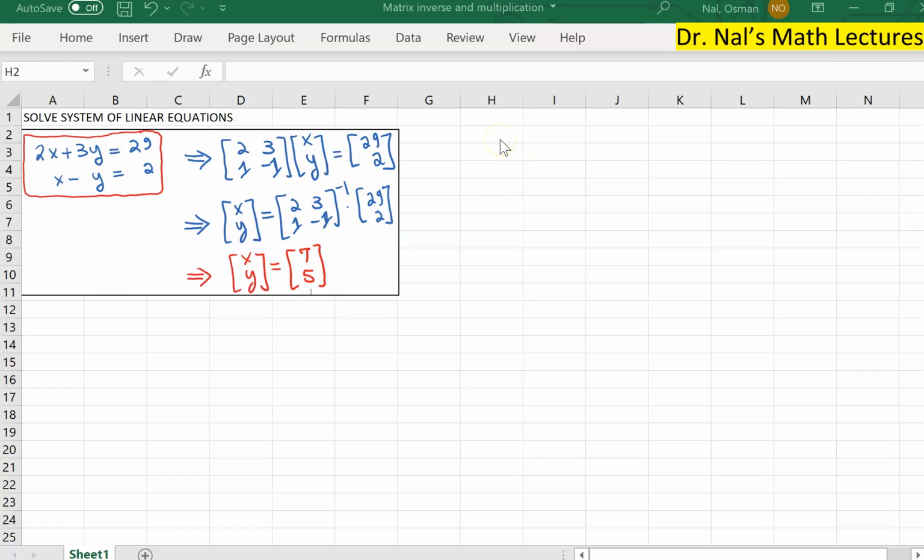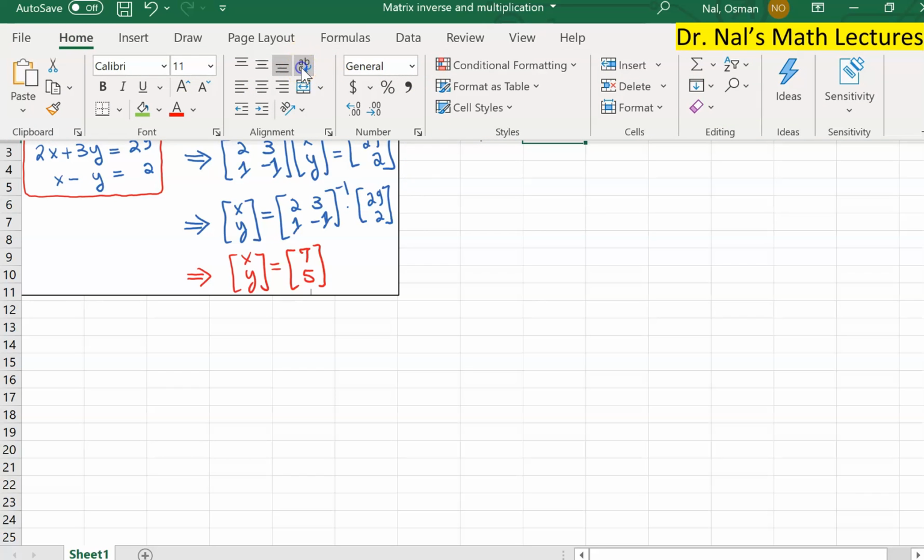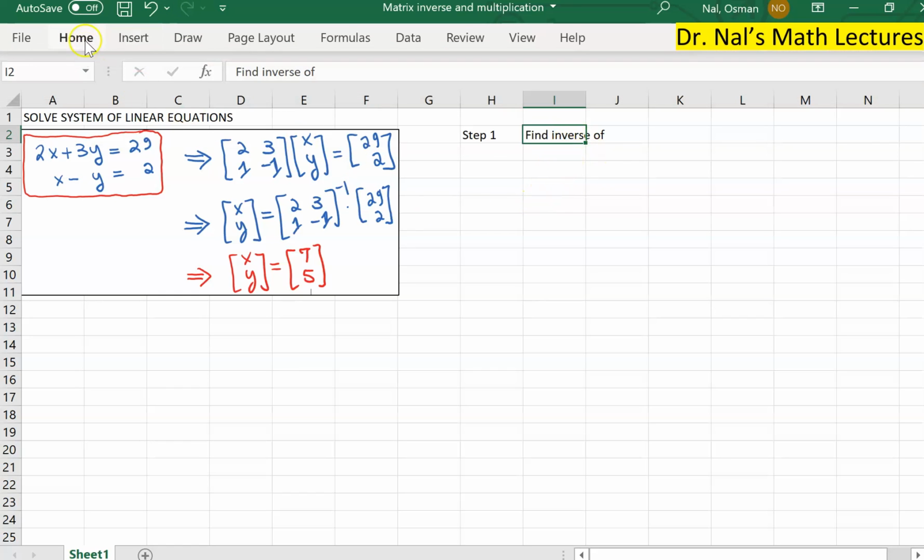So in a sense, what we need is two steps. In two steps, we can solve this problem using Excel. Step one: because the answer is just this expression, all we need is to find the inverse. Find the inverse of the following matrix: 2, 3, 1, minus 1.